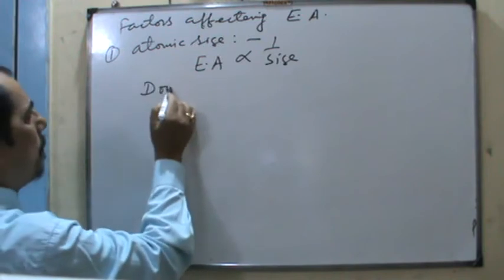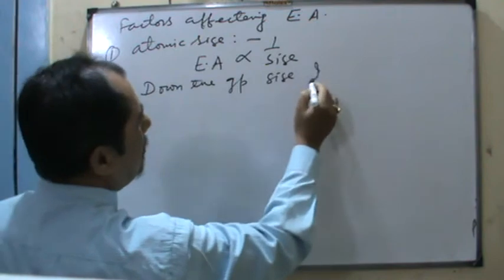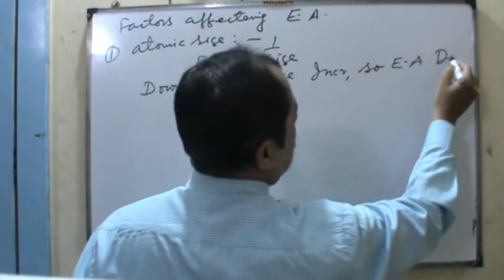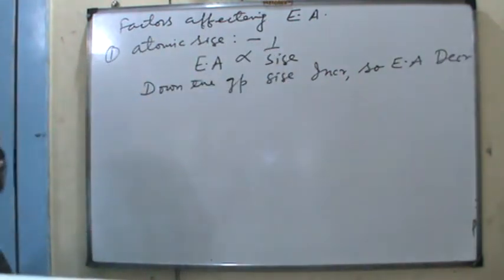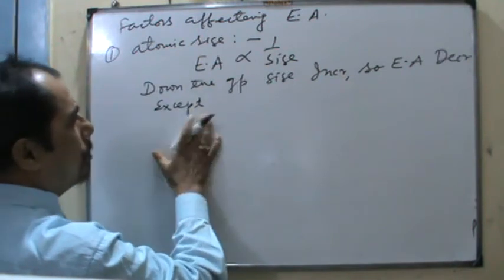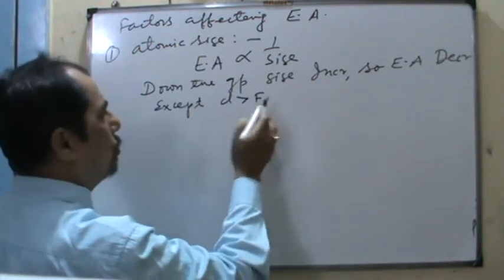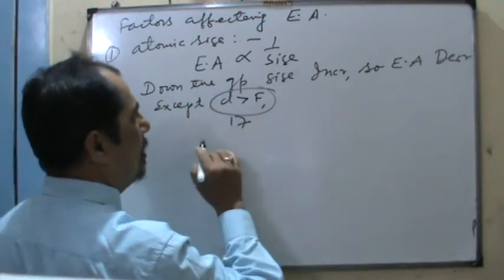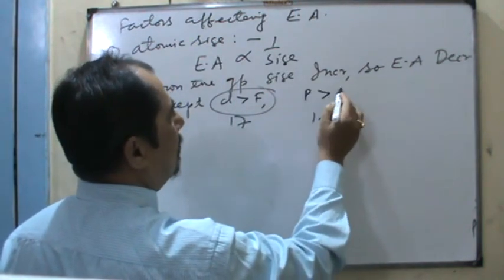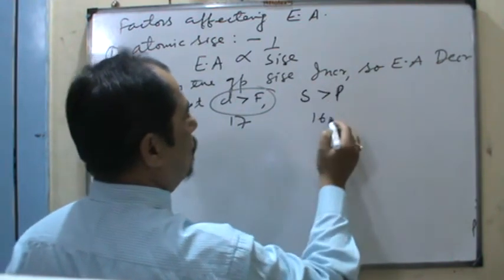Down the group, size increases, so electron affinity, what is that? Decreases, right? Except you can see chlorine is greater than fluorine. So far as group 17 is concerned, it is group 17. So far as group 16 is concerned, the phosphorus is greater than sulfur. Sulfur is greater than the phosphorus.